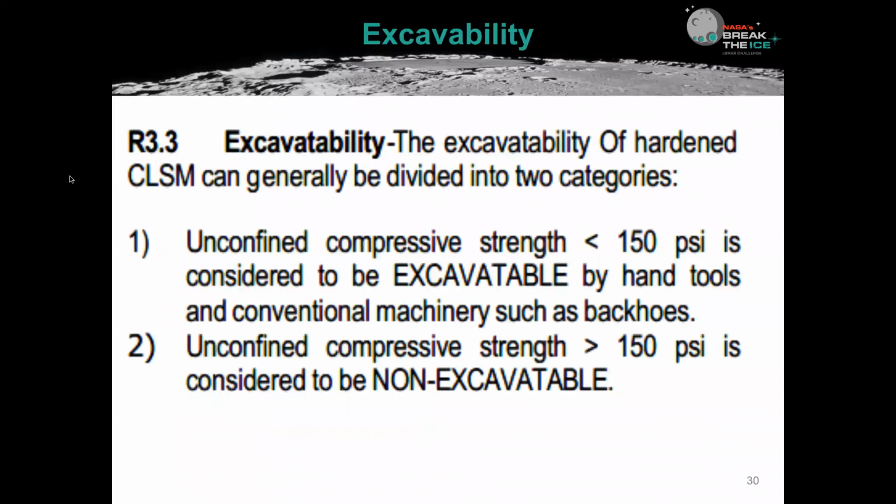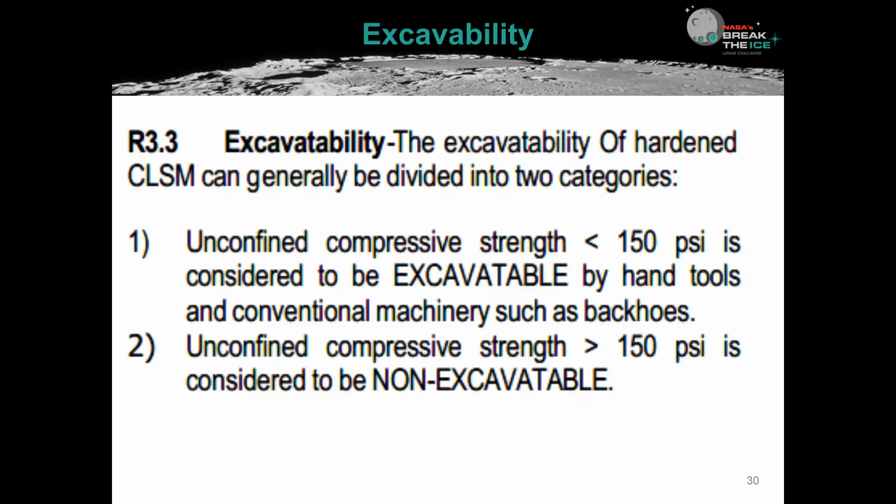Excavability. So this is obviously very important for this group. In the industry standards, the CLSM is actually divided into 2 different categories. One is excavatable, and the unconfined compressive strength has got to be less than 150 PSI. And if it's more than 150, it is called non-excavatable, but it doesn't mean it's not excavatable. You have to use mechanical equipment to excavate it.